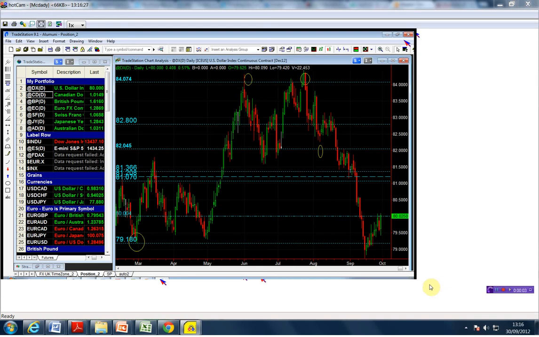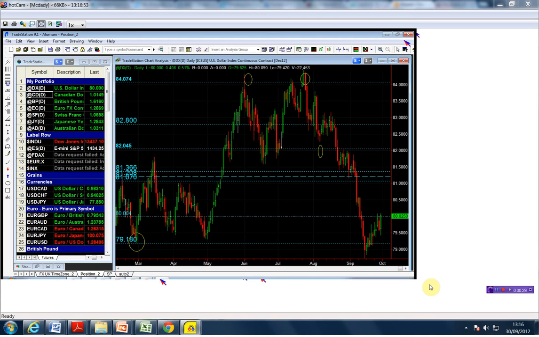The general direction of the underlying currency. So the euro index will determine the general direction of the euro. The dollar index will determine the general direction of the dollar. But when you're dealing with FX, you're dealing with two indices. You're dealing with the dollar index and you're dealing with the euro index.